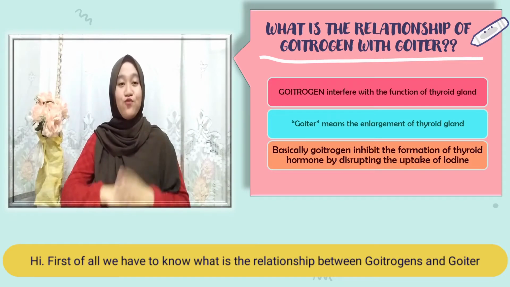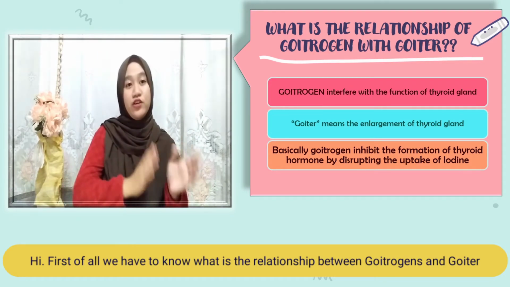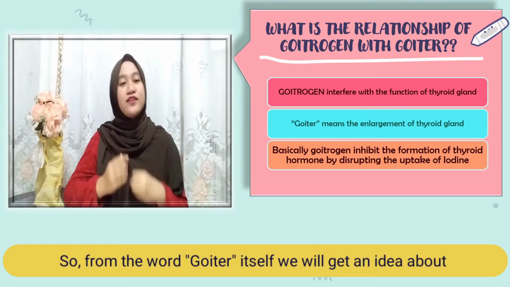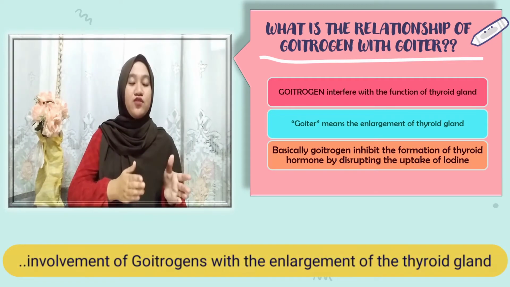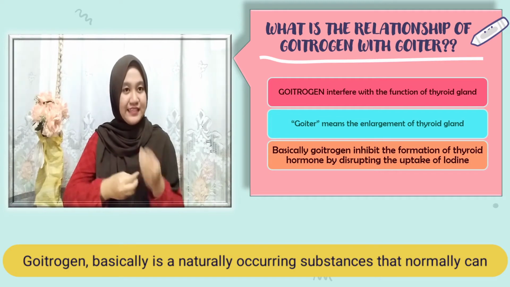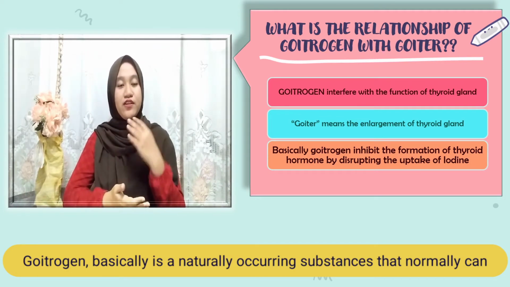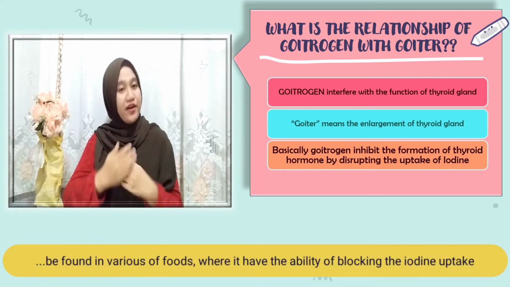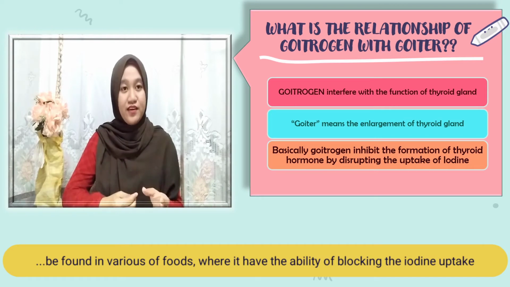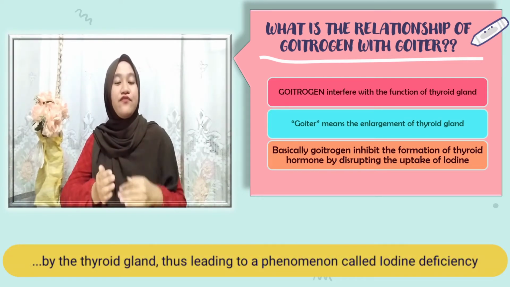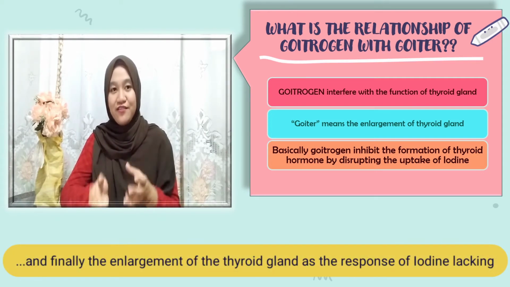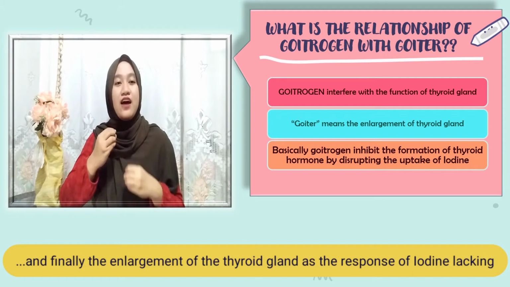First of all, we have to know what is the relationship between goitrogens and goiter. From the word goiter itself, we will get an idea about the involvement of the goitrogens with the enlargement of the thyroid gland. Goitrogen is a naturally occurring substance that can normally be found in various foods, where it has the ability to block the iodine uptake by the thyroid gland, thus leading to a phenomenon called iodine deficiency, and finally the enlargement of the thyroid gland as the response to the lack of iodine.